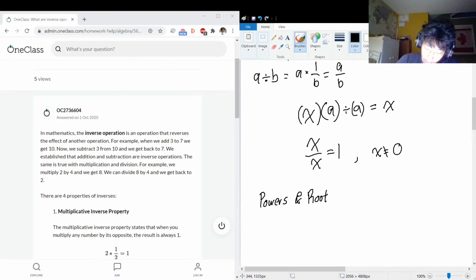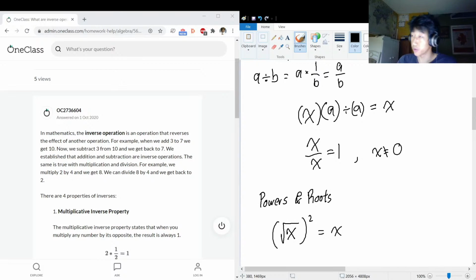And roots. So I think the thing that we're probably most familiar with is the square root of something to the power of 2. That will be the same as just x. So the root and the power are kind of like inverse operations of each other.